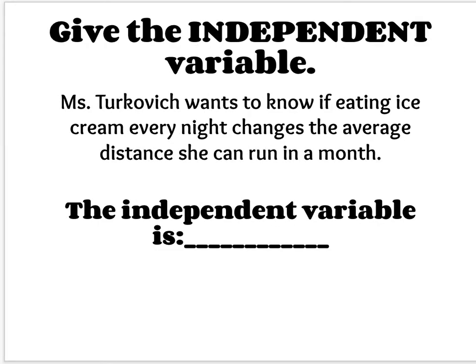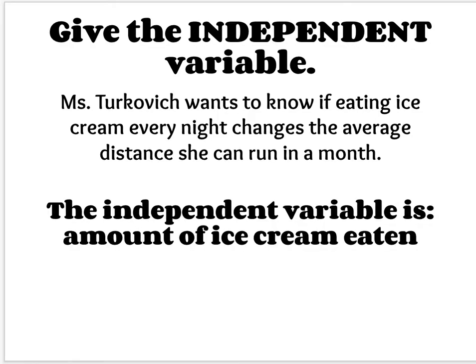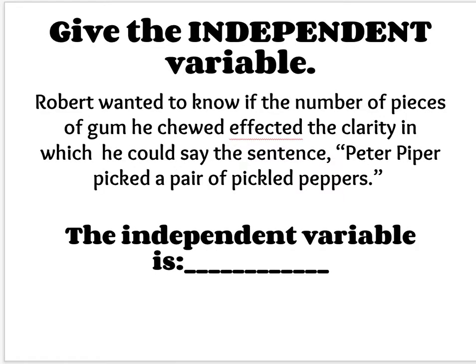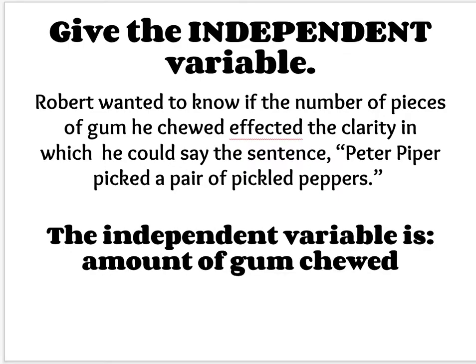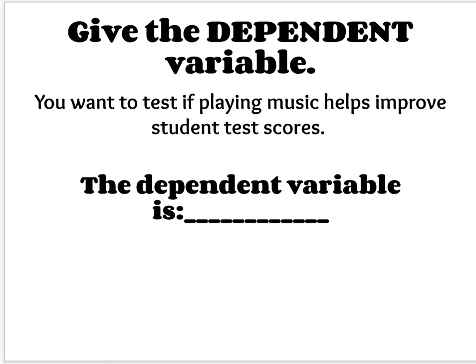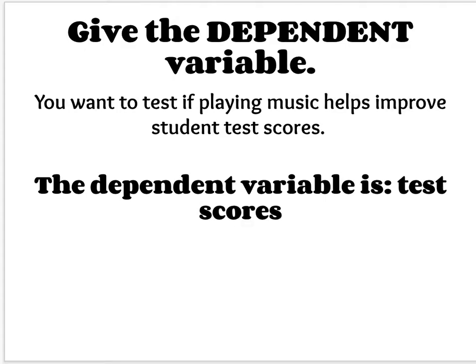Miss Turkovich wants to know if eating ice cream every night changes the average distance she can run in a month. The independent variable is the amount of ice cream eaten. Robert wanted to know if the number of pieces of gum he chewed affected the clarity in which he could say the sentence, Peter Piper picked a pair of pickled peppers. The independent variable is the amount of gum chewed. You want to test if playing music helps improve student test scores. The dependent variable is test scores.